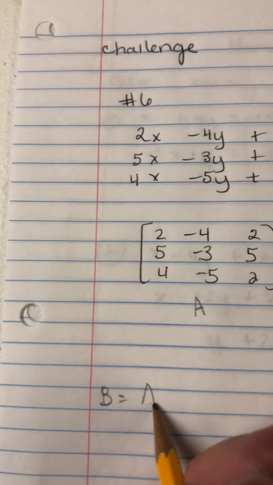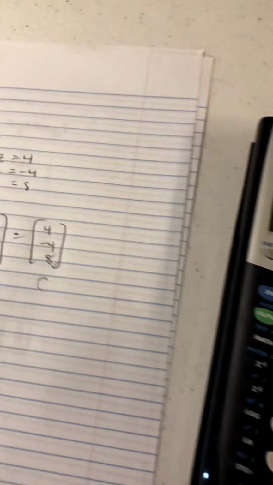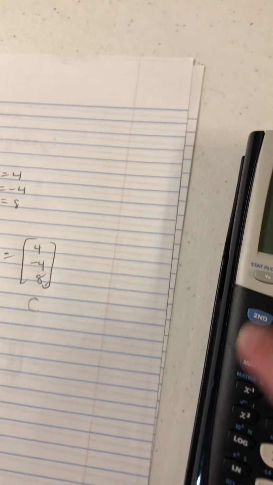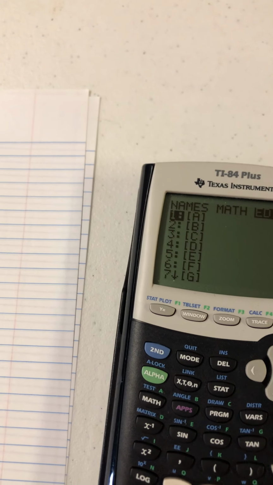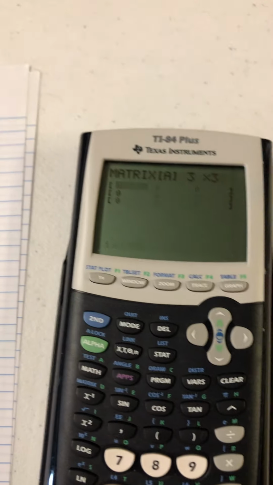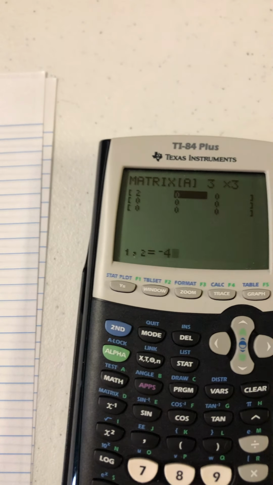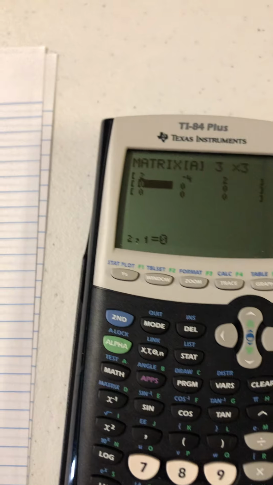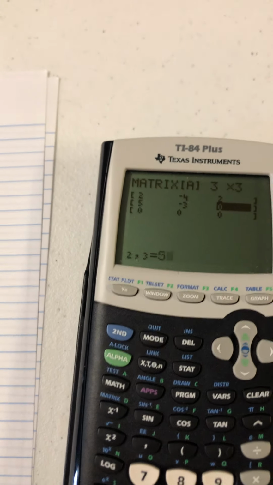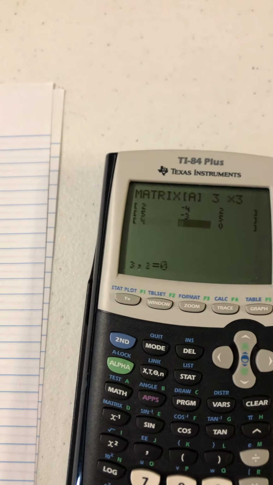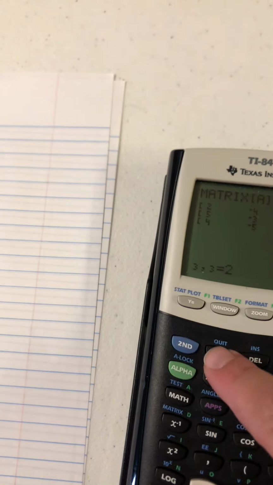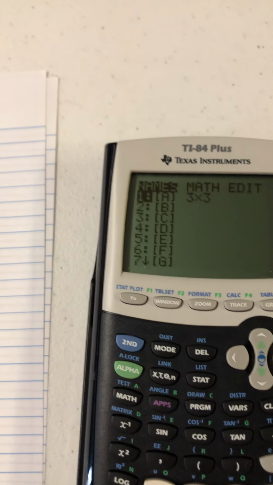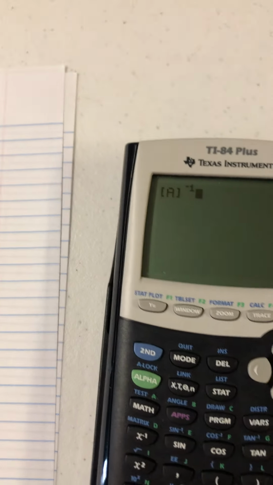We want to enter this in matrix A. This was matrix C, and what's going to be entered in matrix B would be the inverse. Let the calculator find the inverse, okay? So second matrix, let's enter into A our 3 by 3 matrix. Very carefully, 2, -4, 2. There's row 1. 5, -3, 5, row 2. 4, -5, 2, row 3. And then quit out of there and hit second matrix A. We're going to find its inverse.